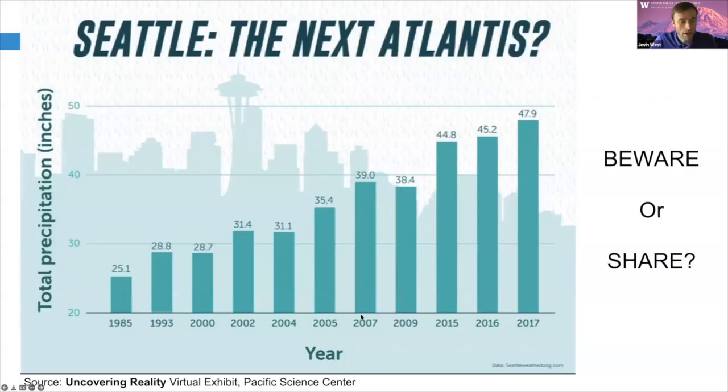There it is. All right, so many of you live in Seattle, but many of you don't, because this is across the state. But let's imagine that I showed this graph to you and I said, Seattle, the next Atlantis. Look at all the water that's coming into Seattle. And that could be the case, but let's look at that data. So let's assume the data is right. But let's look at this visualization a little bit more closely. Is this something you would share, or would you beware? Pause the video.